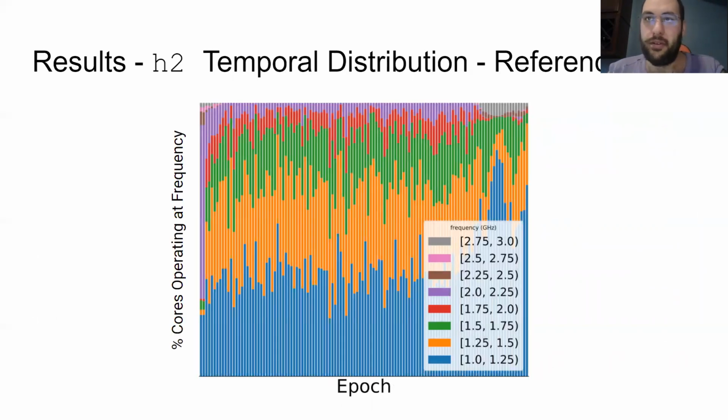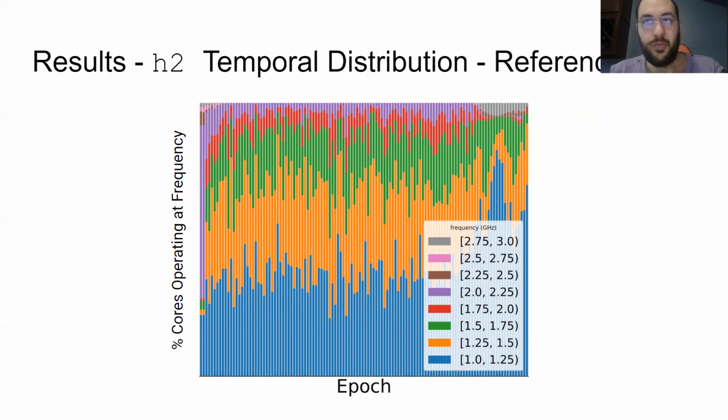In order for us to have a better understanding of the impact of the sampling rate, we're going to look at some evaluated frequency data. I'm going to start with the temporal reference data, which is going to be the temporal distribution as collected from no sampling. The x-axis is the sampling epoch, while the y-axis is the percentage of cores operating at a given frequency range. When we're computing our correlations, we're going to be looking to see that these frequency groups are similar for each epoch between the two runs.